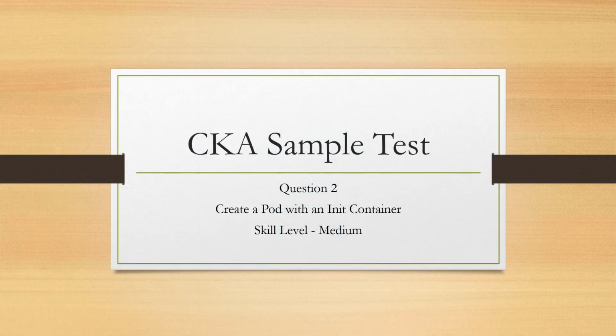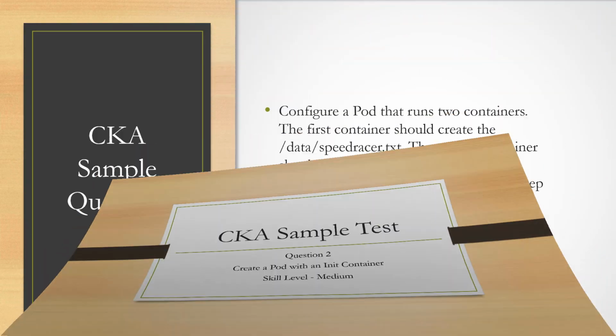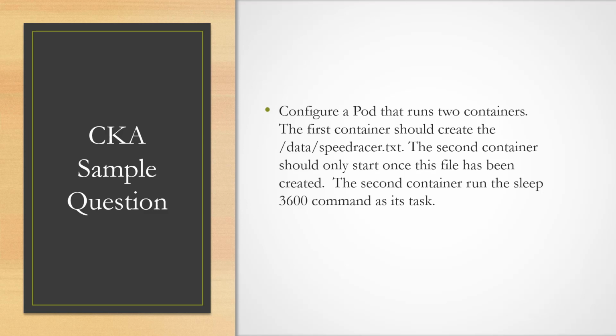CKA sample test question number 2. Create a pod with an init container. The skill level for this question is medium. Configure a pod that runs 2 containers. The first container should create the following file /data/speedracer.txt. The second container should only start once this file has been created. The second container runs the sleep command as its task. Good luck.